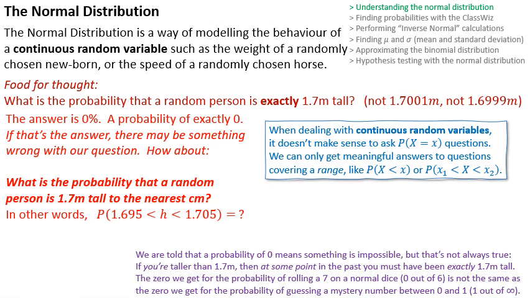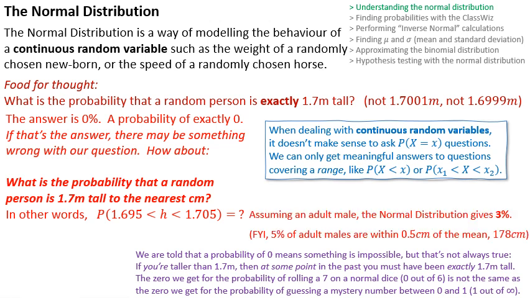So generally speaking, if we're dealing with continuous random variables, it doesn't make any sense to ask what's the probability that this equals something. The only way we get meaningful answers is if we ask questions involving a probability range. We could ask, how likely is it that this person is shorter than such and such? Or how likely is it that this person's height is between this and this?